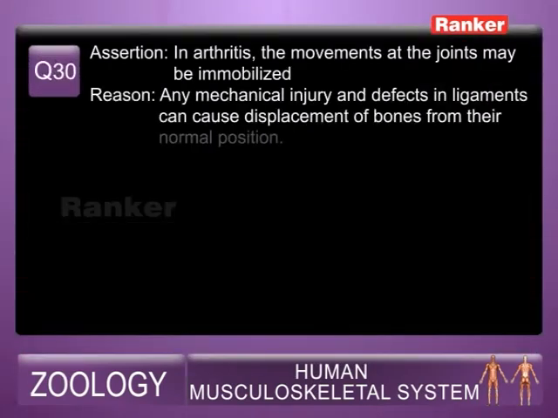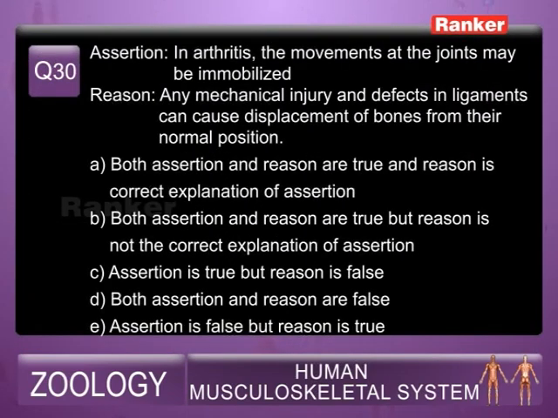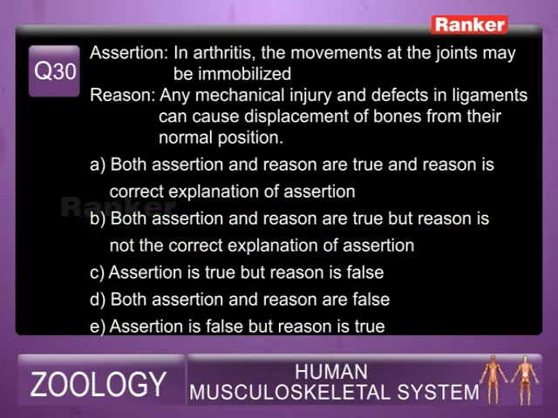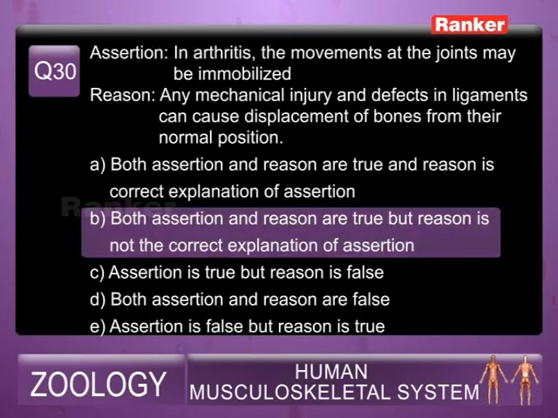Question 30 is here. Assertion: in arthritis, movement at the joints may be immobilized. Reason: any mechanical injury and defect in the ligament can cause displacement of the bones from their normal position. A. Both assertion and reason are true, reason is the correct explanation. B. Both assertion and reason are true, reason is not the correct explanation. C. Assertion is true, reason is false. D. Both assertion and reason are false. E. Assertion is false but reason is true. The answer is B, because both assertion and reason are correct but not the correct explanation to each other. So the answer is B for this.